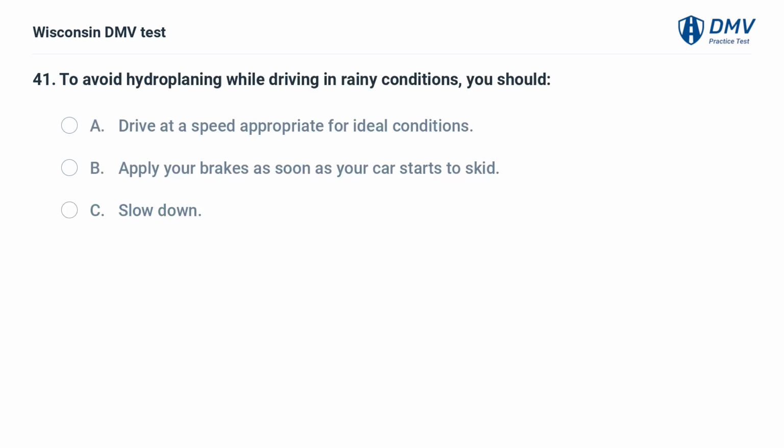To avoid hydroplaning while driving in rainy conditions, you should A. drive at a speed appropriate for ideal conditions. B. apply your brakes as soon as your car starts to skid. C. slow down.